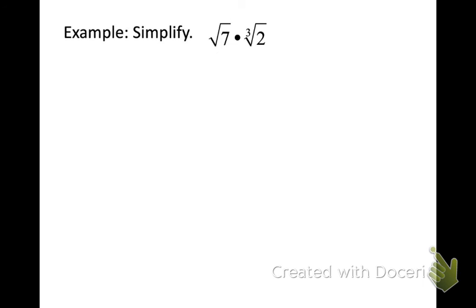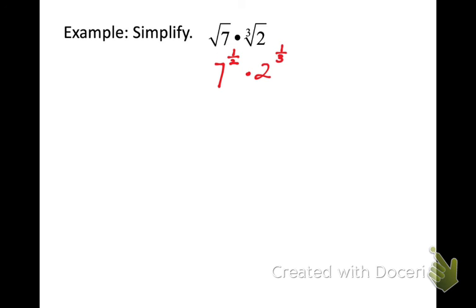So here we have a square root of 7 times a cube root of 2. My radicands are not the same, and my indexes are not the same. So what can we do? Well, let's convert them into fractional exponents. So the square root of 7 is the same as 7 to the 1/2. The cube root of 2 is the same as 2 to the 1/3. I don't have like bases, so I can't just add like we did in that one that was previous, where we had 2 and 2.